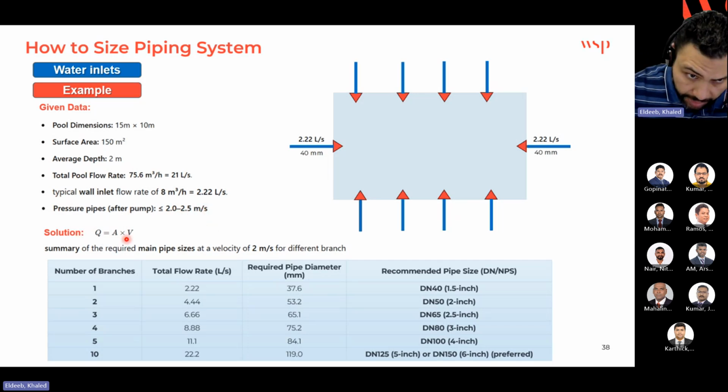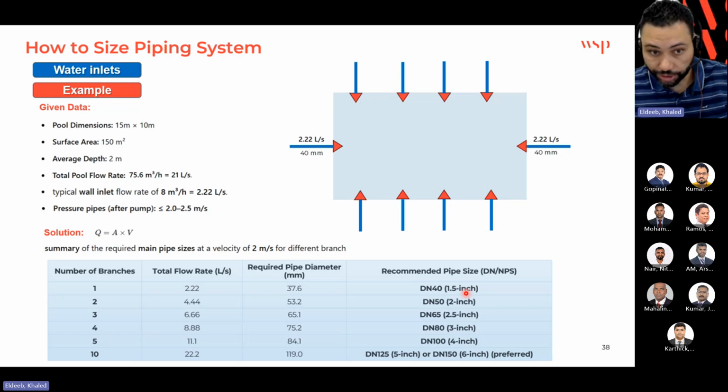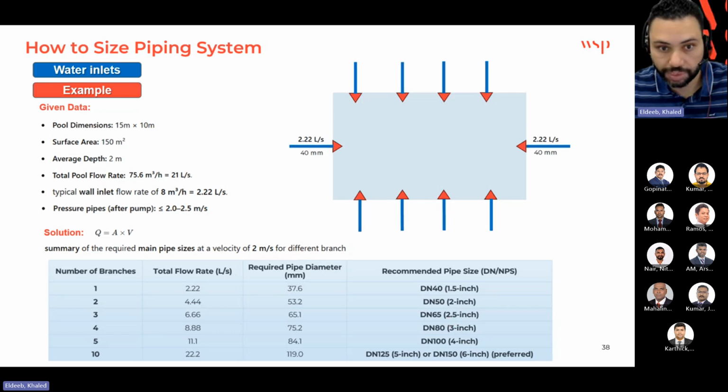So if we apply this equation and select this velocity, 2 meter per second, you can size every single piece of pipe based on the flow rate running in this pipe. So we'll take it like that. Every single inlet, in order to feed 2.2 liter per second with this velocity, will require a 1.5 inch pipe. If I'm feeding 2 inlets of this, I need 2 inch. If I have 3, I have 2.5 inch, and so on.